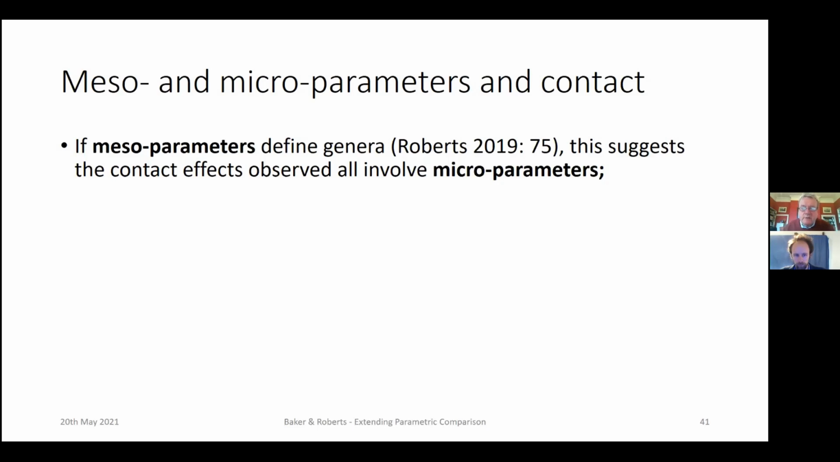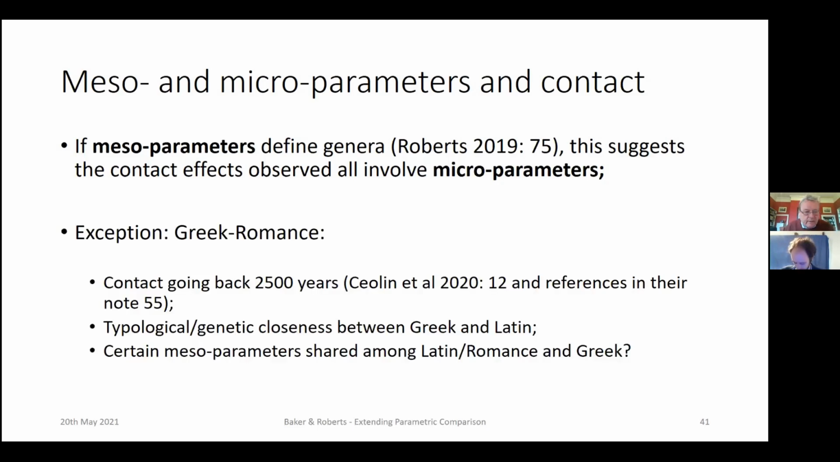Given that we've made the distinction between parameters in the extended projection of the verb and parameters in the extended projection of the noun, none of our parameters can be macro parameters as such, because macro parameters, by definition, apply across all categories. Again, coming back to the Greek Romance connection, as we said, the contact goes back about 2,500 years to a very early stage. And of course, there was a close typological and genetic link between Greek and Latin in any case. So it seems plausible in this case that there would be mesoparametric borrowing, essentially, in the history of the convergence and the history of the contact between those languages.